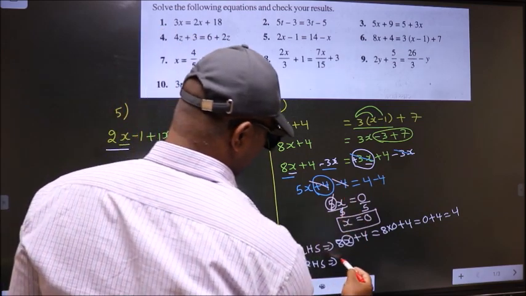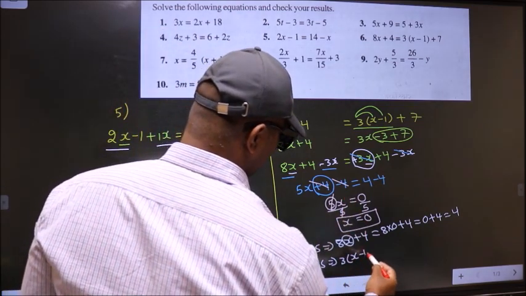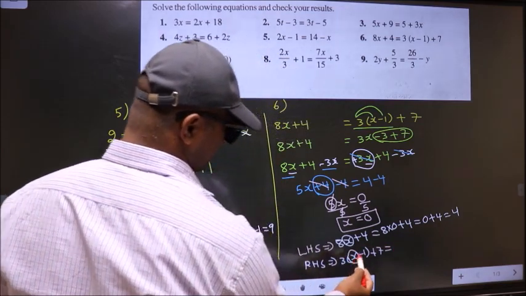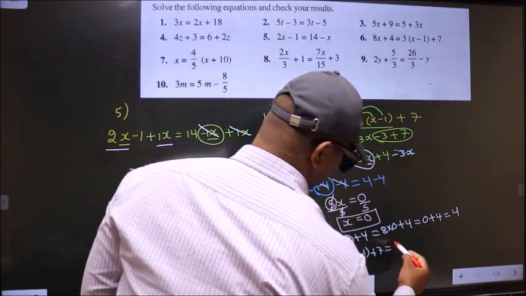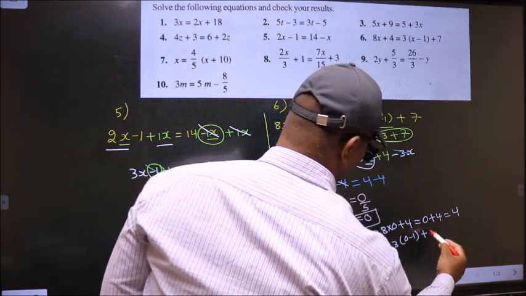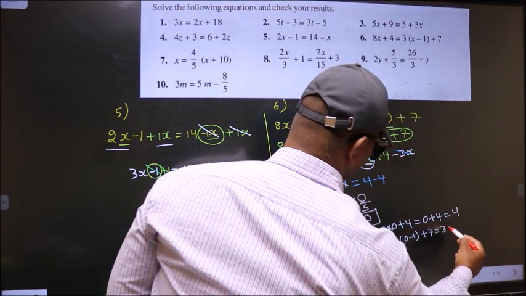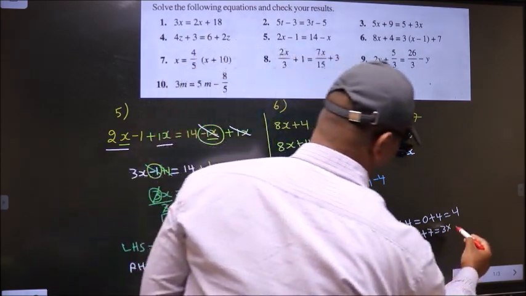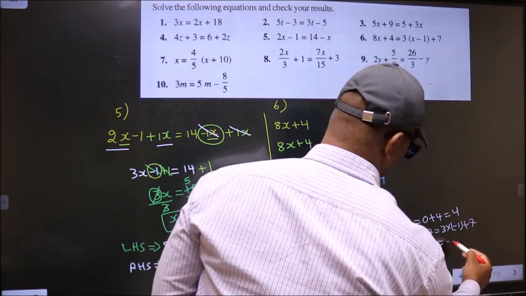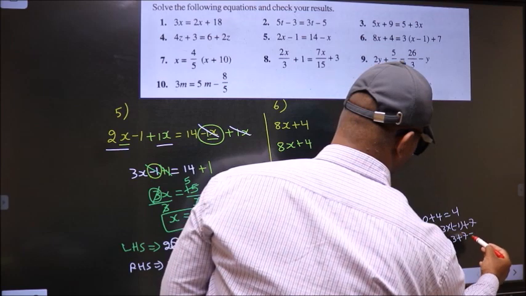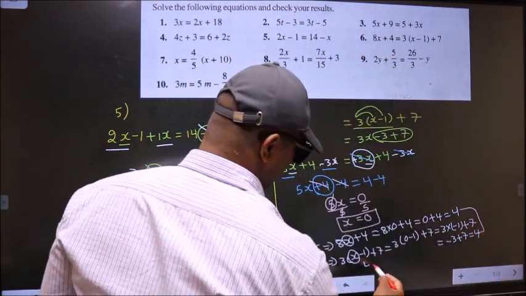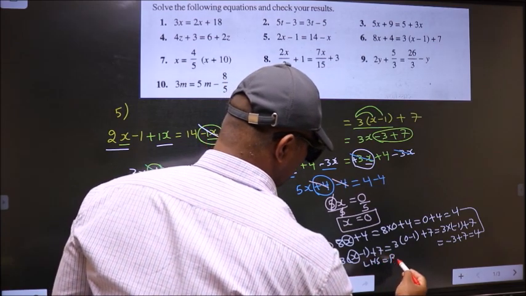RHS is 3 times x minus 1 plus 7 equal to, in place of x, now you write 0. So 3 into 0 minus 1 plus 7, that is equal to 3 into 0 minus 1 is minus 1 plus 7. 3 into minus 1 is minus 3 plus 7, that is 4. We got these two same, that is LHS equal to RHS.